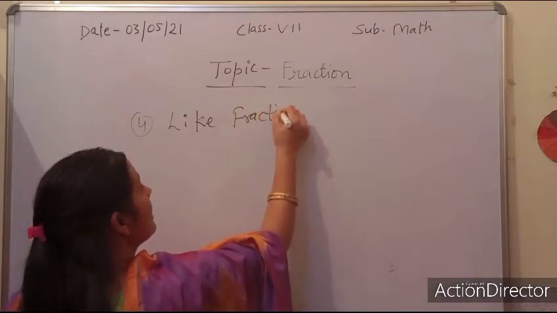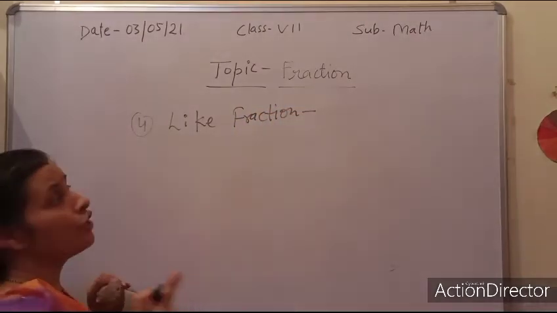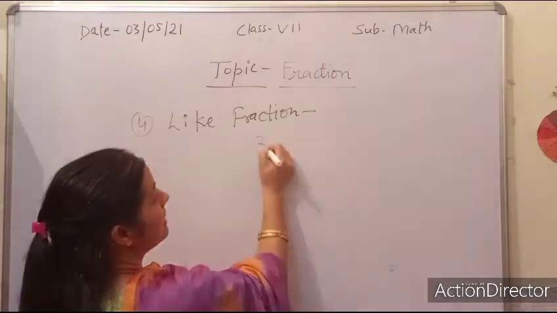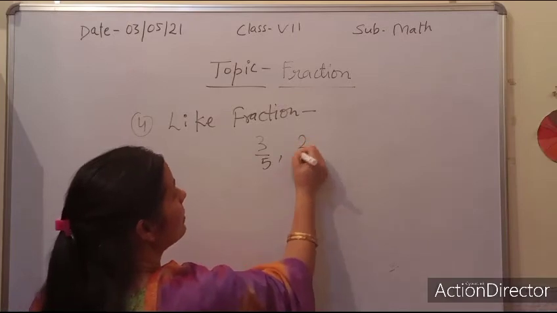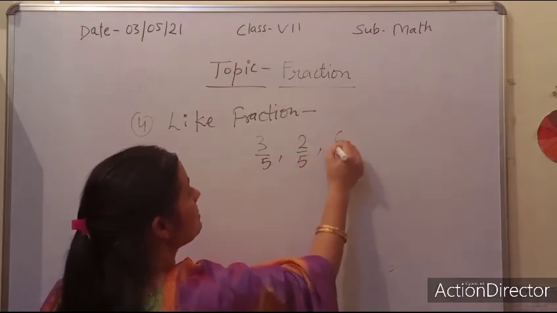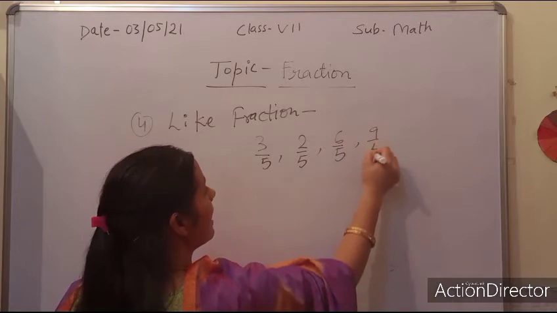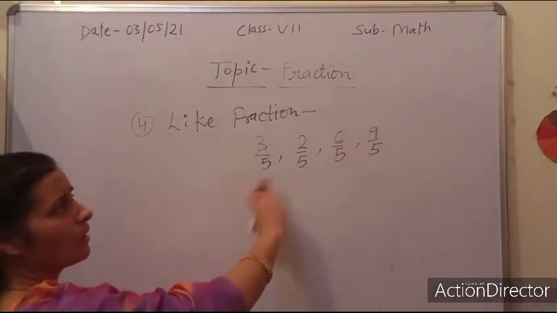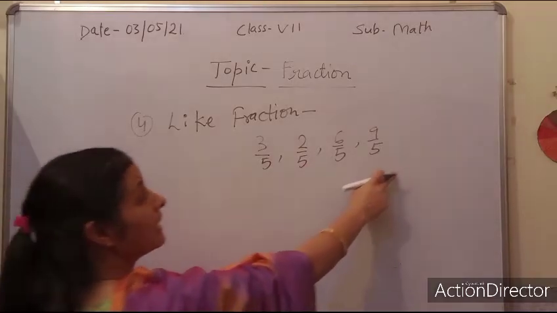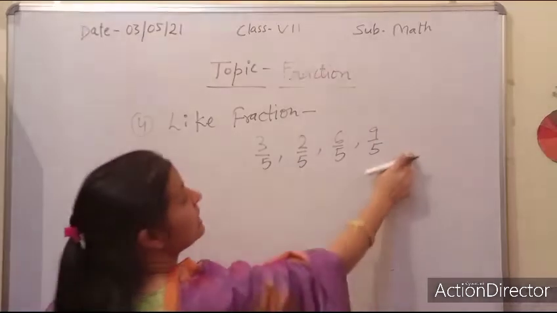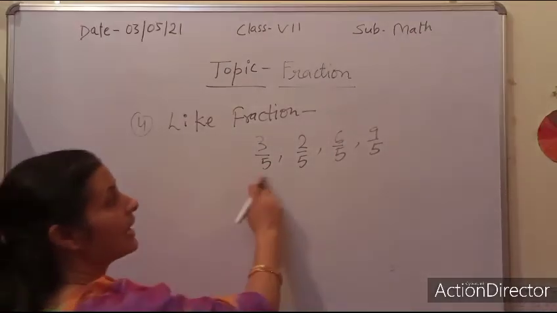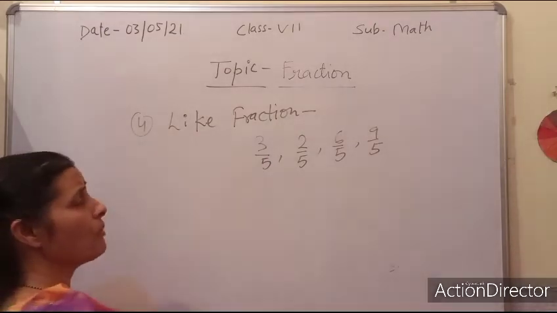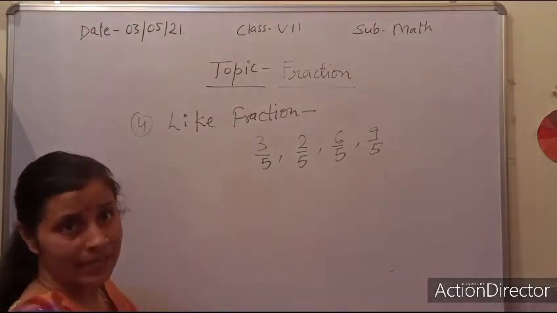The fourth type is like fraction. Like fraction means the denominator of each and every fraction is the same. For example, 3 by 5, 2 by 5, 6 by 5, 9 by 5. It doesn't matter whether it is proper or improper, but the denominator should be the same. That is called like fraction. And unlike is just the opposite, where the denominators are different.